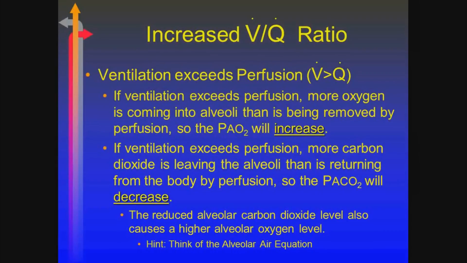Well, when ventilation exceeds perfusion, I have more oxygen being put into the system than is being taken out, so therefore the alveolar value gets higher. If I have ventilation exceeding perfusion, I'm also removing more CO2 than I'm returning, so I'm going to have an alveolar value and arterial value that's going to be lower. And this is kind of what we end up seeing as our alveolar oxygen level gets higher. That usually means that the alveolar CO2 is lower.